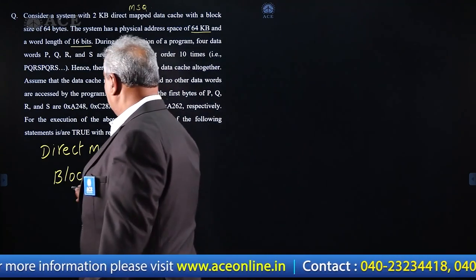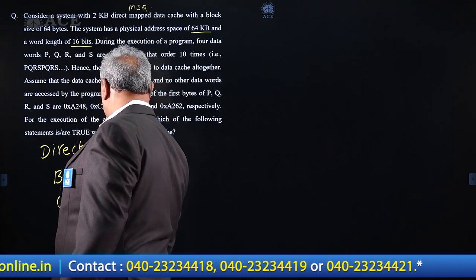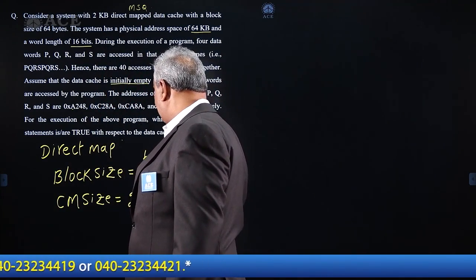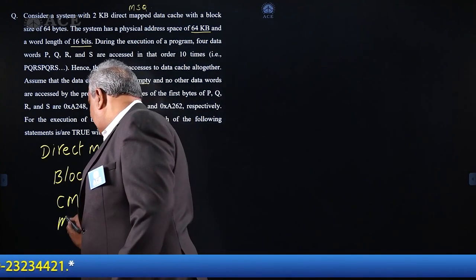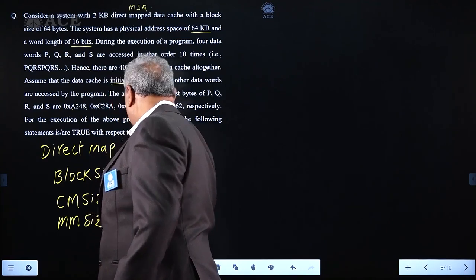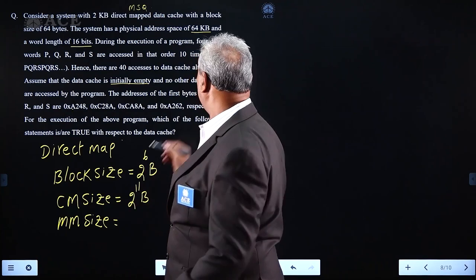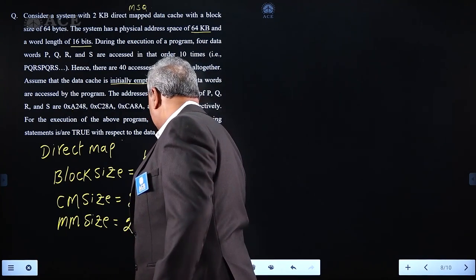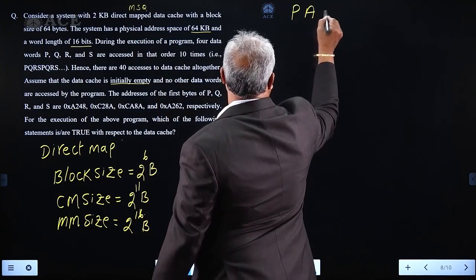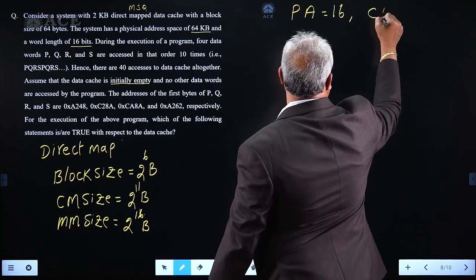Here, cache memory size, CM size, 2 KB means 2 power 11 bytes. Main memory size 64 KB. Physical memory is nothing but main memory, which means 2 power 16 bytes. That's why PA, physical address size, is 16 bits. Next, CA.